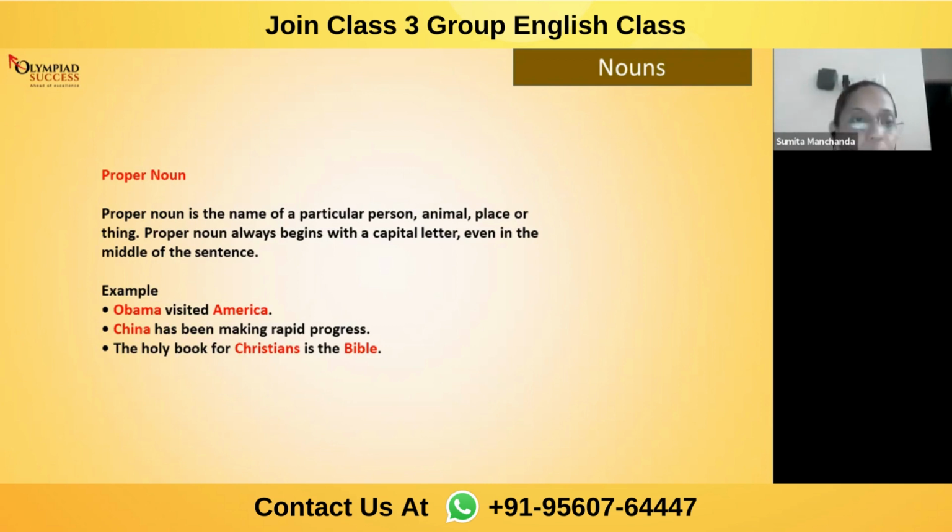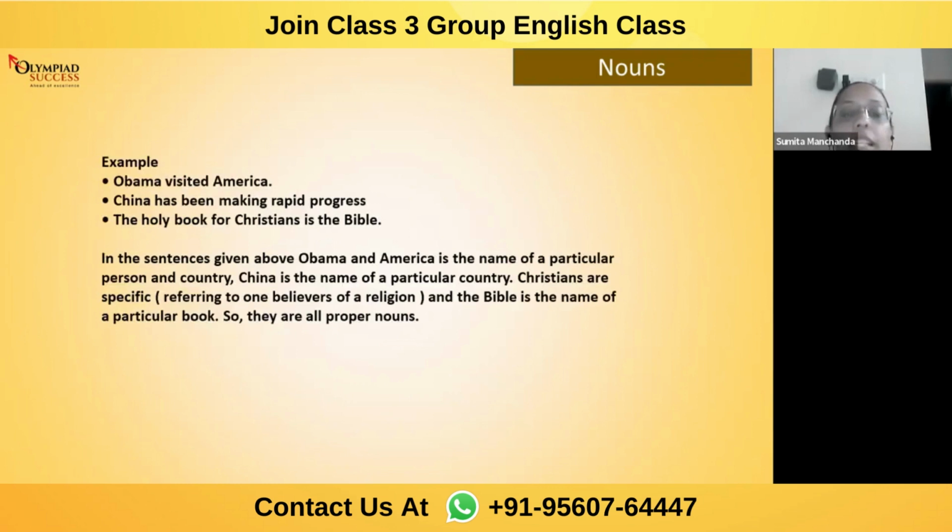No question. Okay. Now see, all these sentences we have done. Now there is an explanation over here. In the sentences given above, Obama and America are the names of a particular person and country. China is the name of a particular country. Christian is specific, referring to believers of a religion. And Bible is the name of a particular book. So they are all proper nouns.